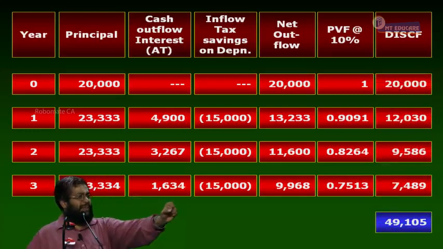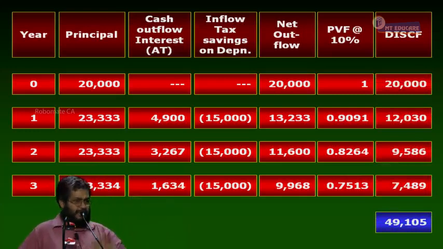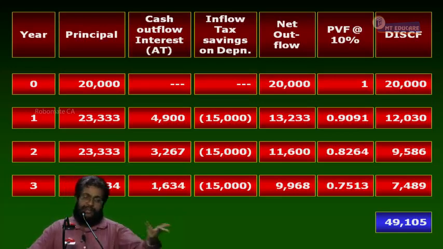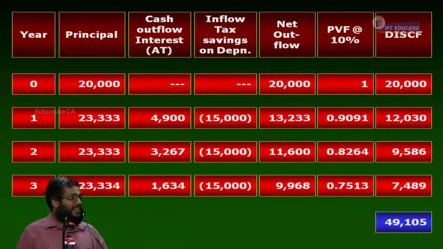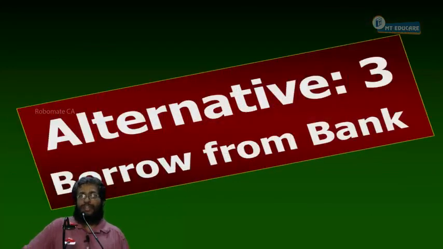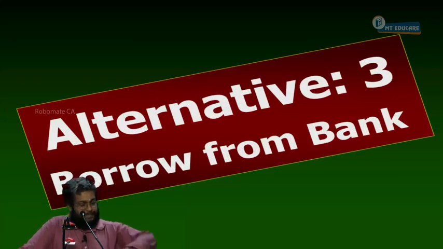49,105. Tell me, the installment option is going to cost me, for this machine, how many rupees? 49,105. How much did the lease cost you? 40? 46,000? 44,000? Okay, till now which is better? Yes, lease is better. One more option is to go to the bank and borrow it. Write down, next, alternative 3, loan option, or borrow from bank.